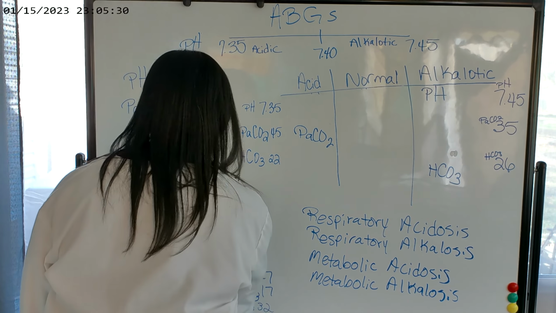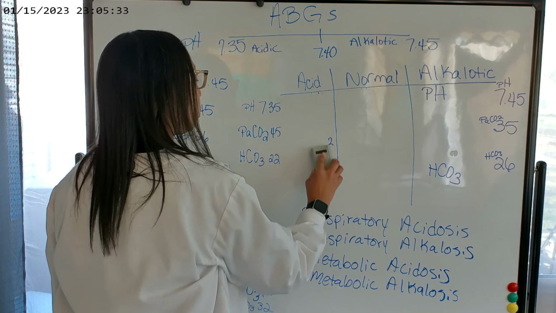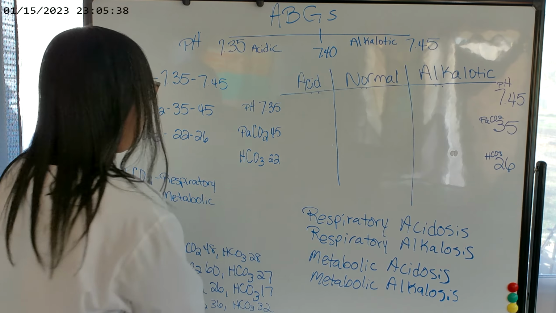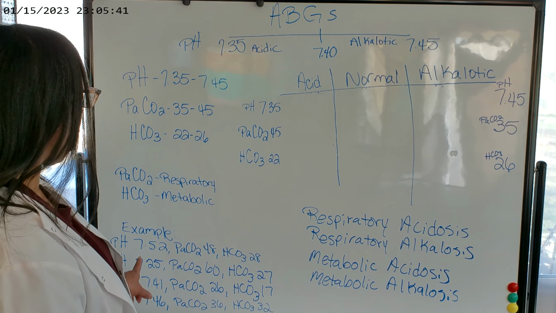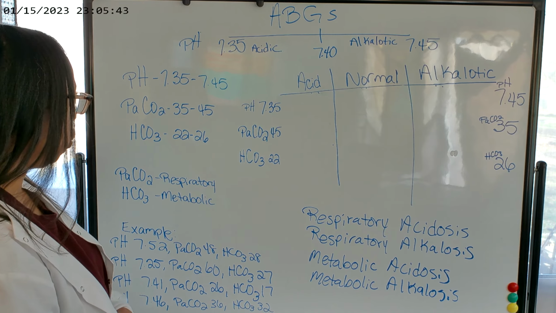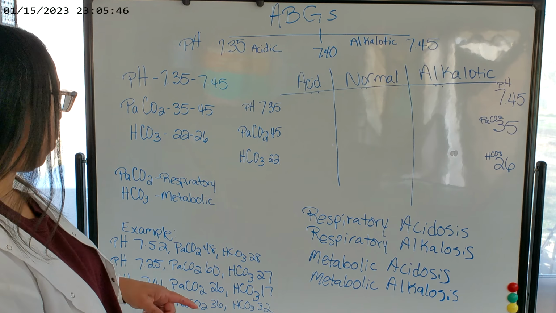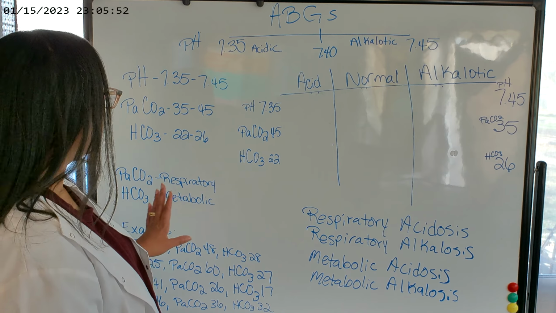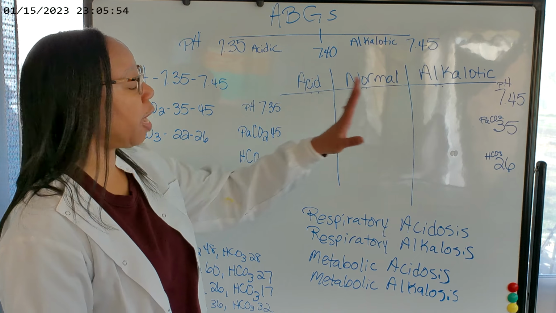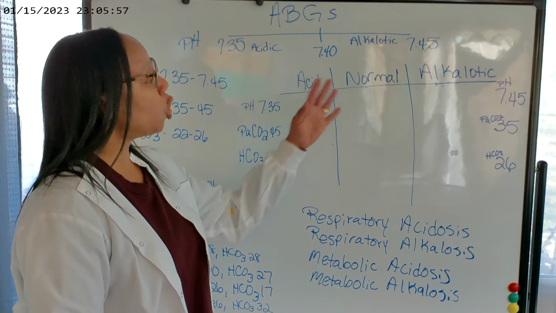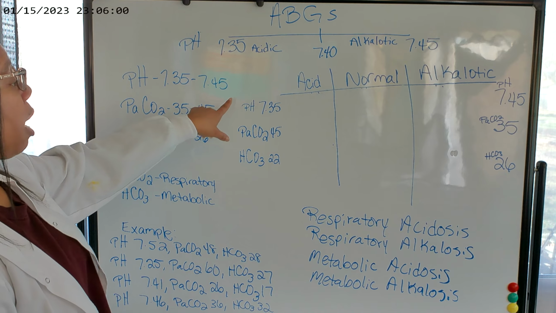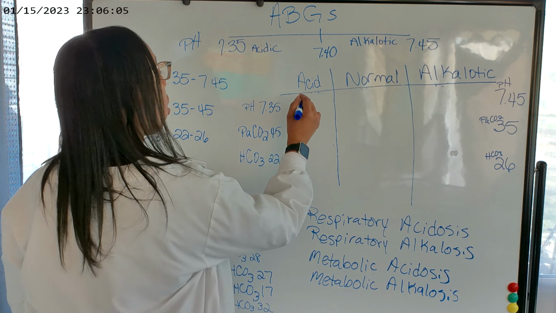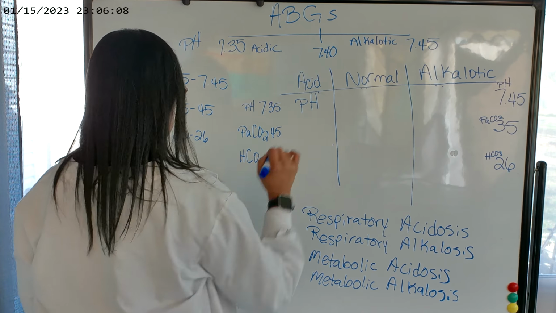Okay? Let's take a look at our second one. So our second one, we have a pH of 7.25, a PaCO2 of 60, and an HCO3 of 27. So 7.25 for our pH, is that below 7.35, above 7.45, or somewhere in the middle? 7.25 falls below our 7.35 range. So right now our pH is acidic.